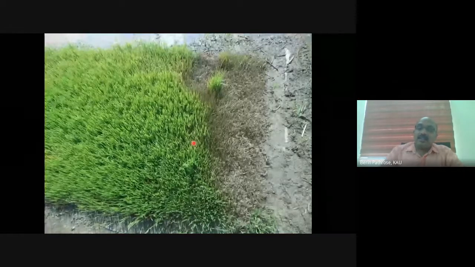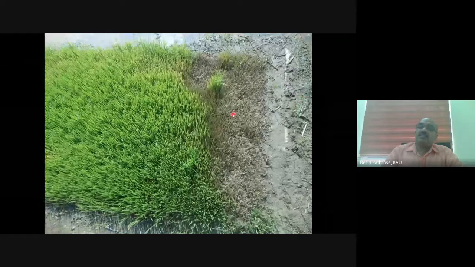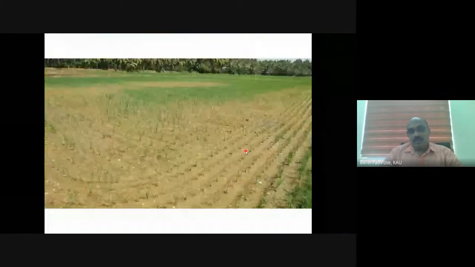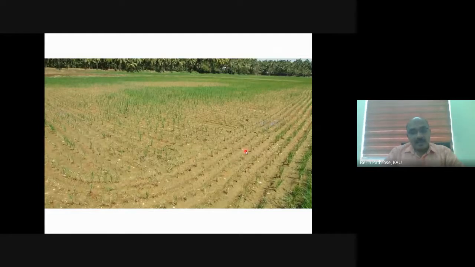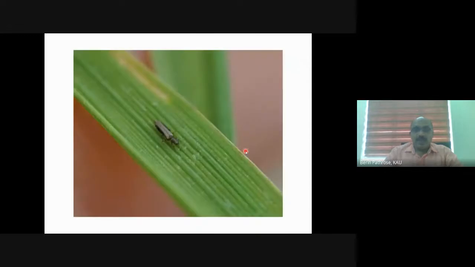Here you can see this area of this nursery is dry, and in that area you can see seedlings got dried up. This is due to thrips. See, this again, the field is completely dry, completely damaged by thrips. This picture I have shown you. And this is the way.